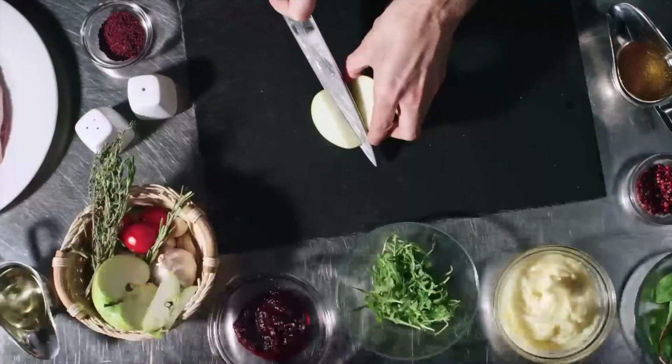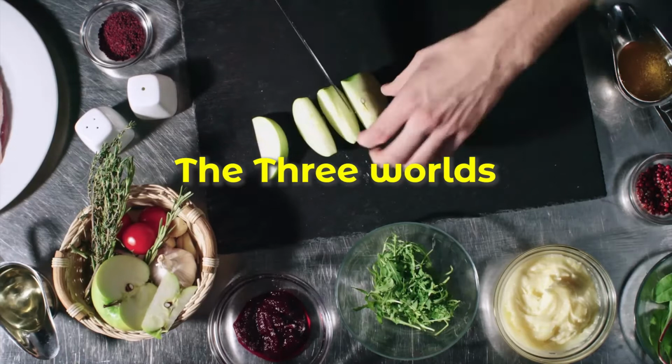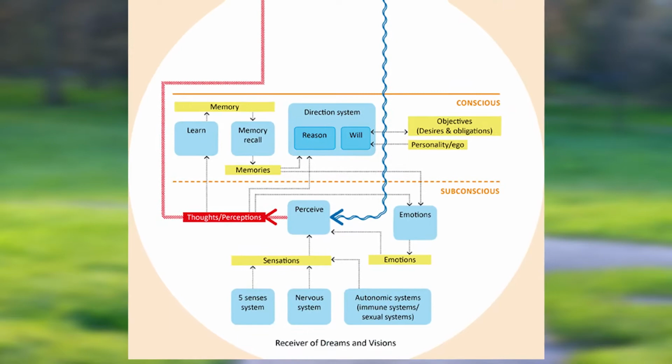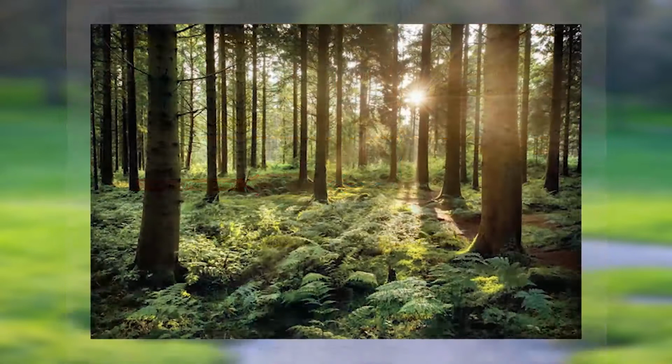The Three Worlds. Our mind can be split into three. The subconscious is at the bottom of the picture, represented symbolically by forests and woods. See video.